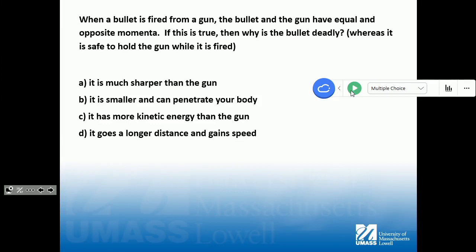Observing momentum. Right? If they have the same momentum, why is the bullet capable of harming more?